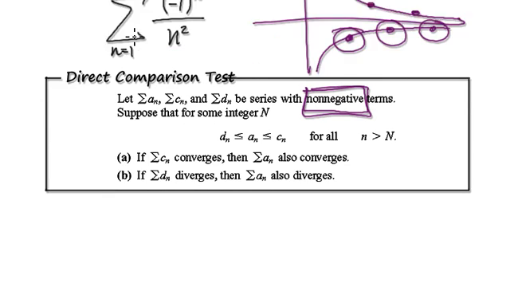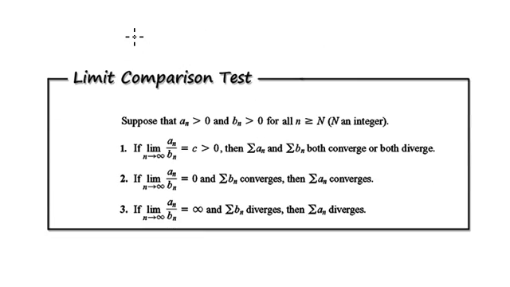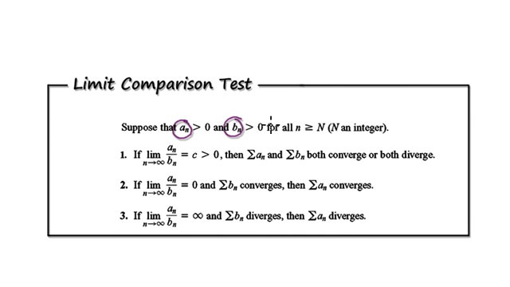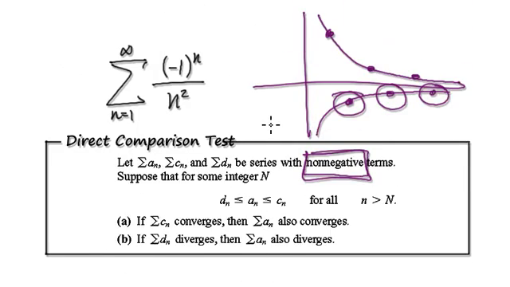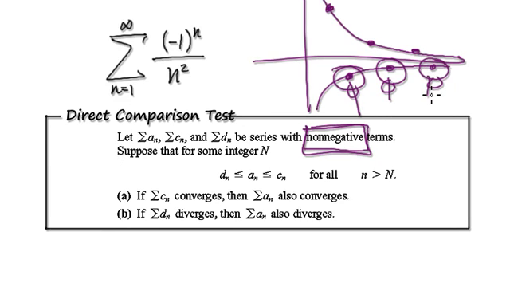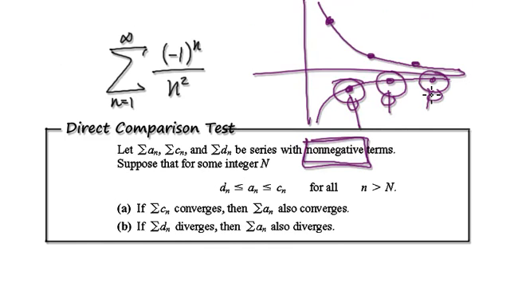And then if you look at the limit comparison test, well, even with the limit comparison test, it requires a_n to be above 0. It requires b_n to be above 0. So here you've got something that's negative, negative, negative. So the limit comparison test won't work either.